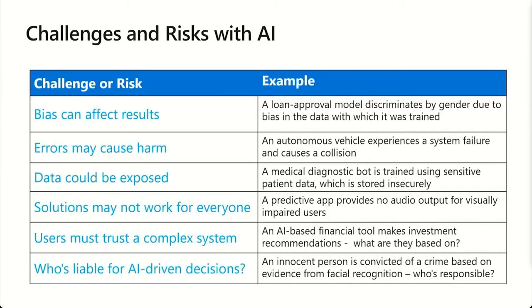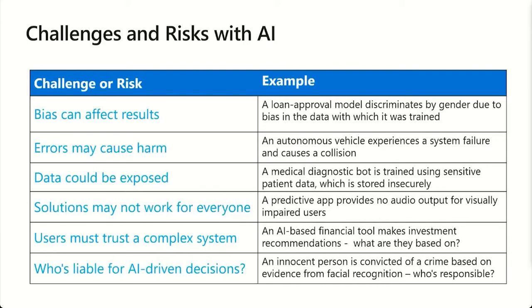The second one is errors may cause harm. Yes, an autonomous vehicle, if it experiences a system failure, what happens? It could cause a collision, and it can be very serious. Another example here would be if there's an algorithm that determines whether or not you have a certain disease. And if you have the disease, you should be operated on immediately. What if there's a wrong diagnosis based on the algorithm? So it could cause harm, right? Because a certain operation can be very invasive.